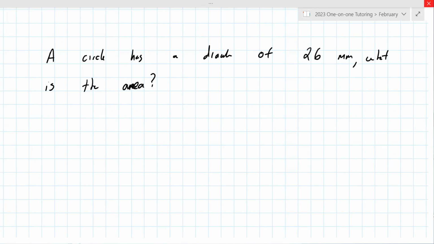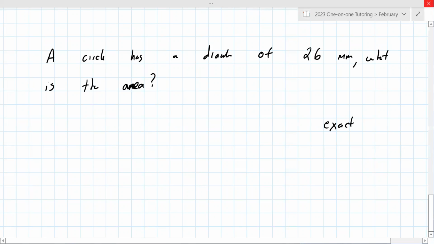I hear that maybe you're doing the approximation. I would like the exact. Exact here. Yeah. Okay. Meaning it's going to have some number, pi, and then some unit.